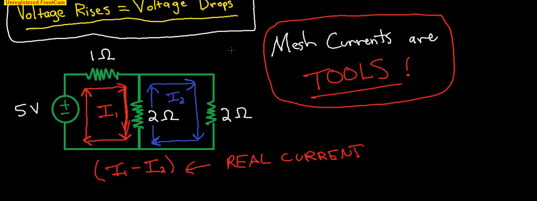However, the mesh currents can be the real currents. If we look at mesh 1, I1, up on top, there is no other mesh touching this 1 ohm resistor, so in this case the mesh current is the real current. But when you have two meshes butted up next to each other, then you have to subtract one from the other. So keep those things in mind, and let's actually solve the circuit and stop jibber-jabbering.